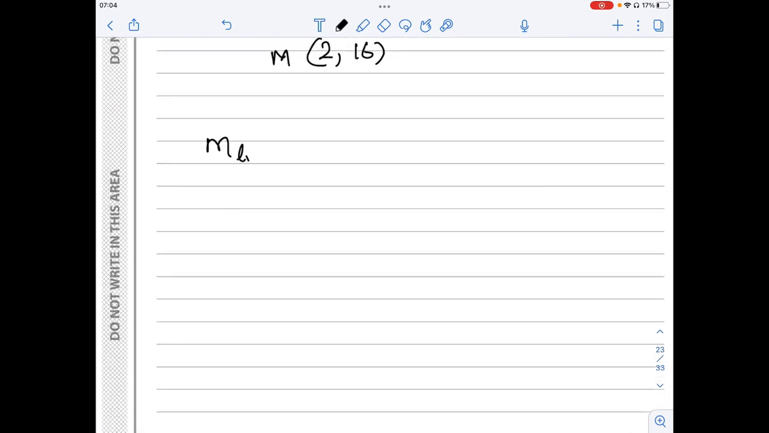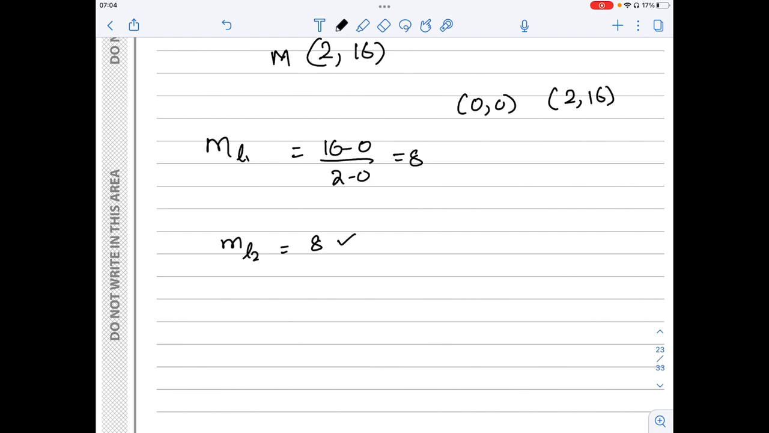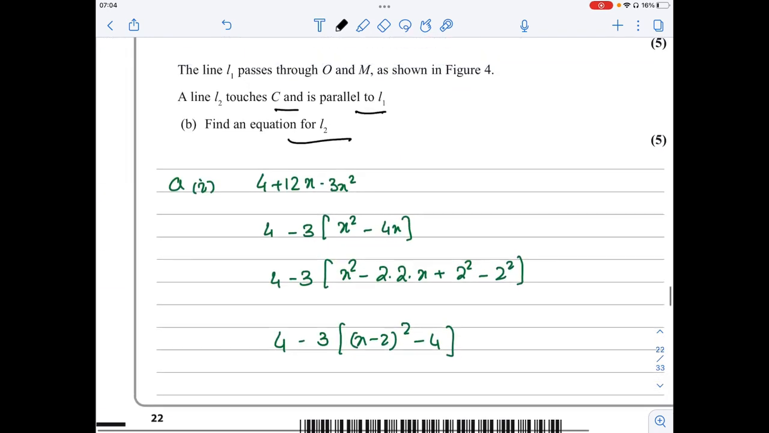So, first of all, the gradient of L1. What are the points? 0, 0 and 2, 16. So y2 minus y1 upon x2 minus x1 is 8. Because L2 is parallel to L1, the gradient is also going to be 8.